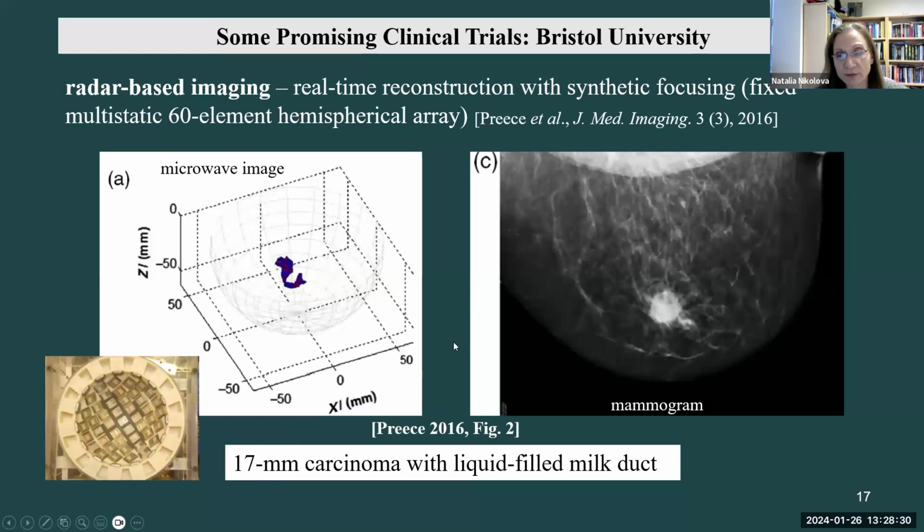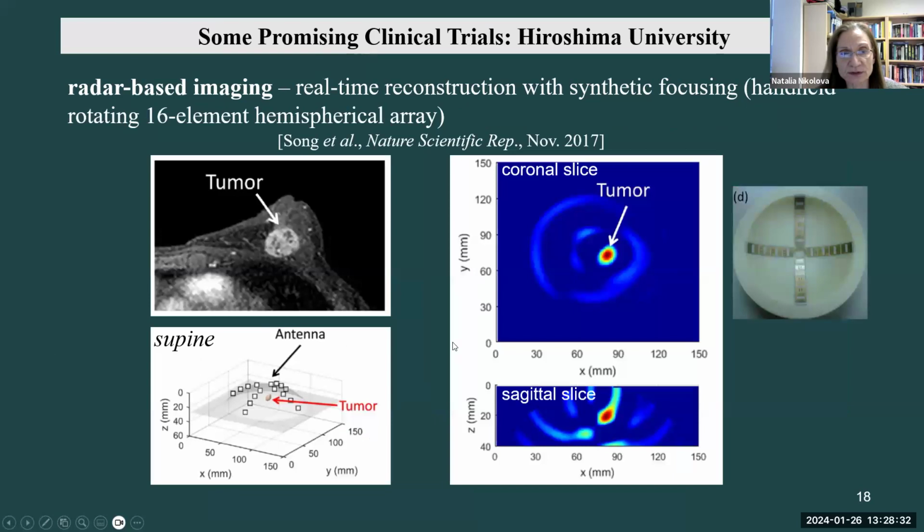It is, however, a little bit more difficult to deal with small cancers. A very similar result with a relatively large tumor mass has been reported by the team in Japan with their hemispherical scanner, where a relatively large tumor is identified by the microwave images, as shown here.